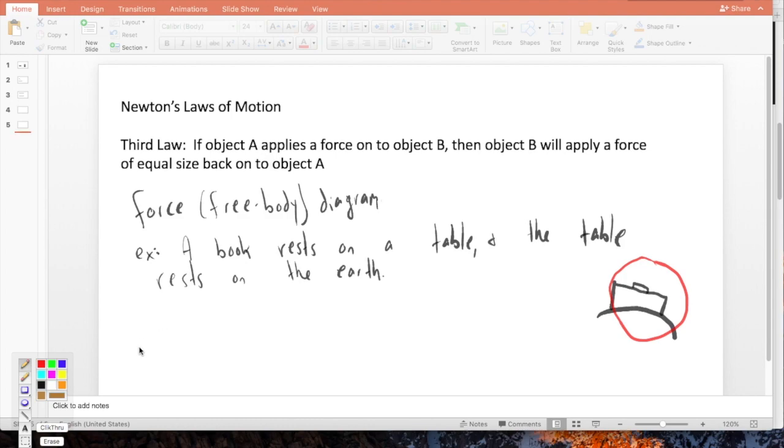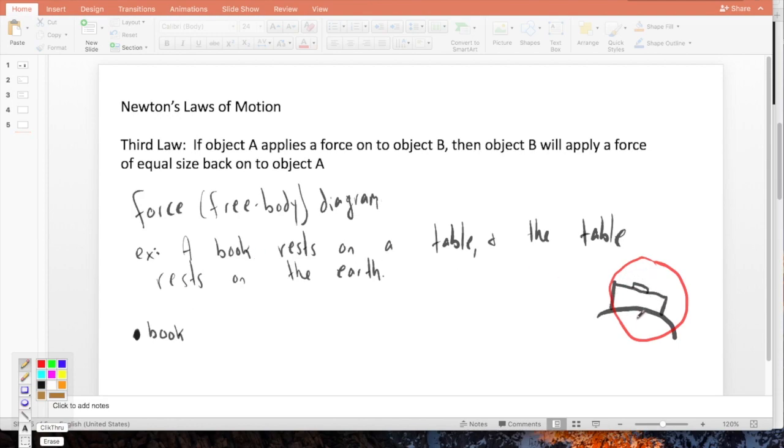So let me think about, first of all, the book. I'm going to represent the book with a dot. I'm going to label it maybe as book. And I need to think now about all the forces that are acting on this object. Remember, a force is a push or a pull that has the potential to accelerate an object. This is going to take some practice, and you just have to learn about the different forces involved. But I want you guys to apply some knowledge that you probably already have.